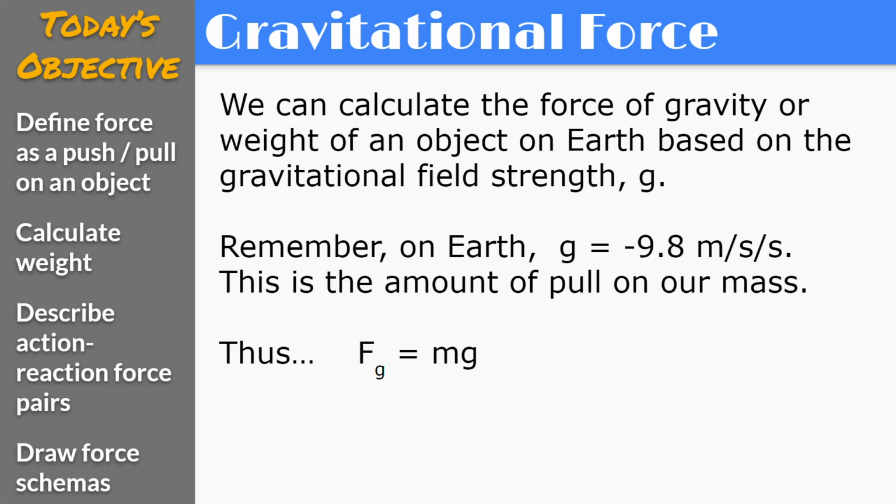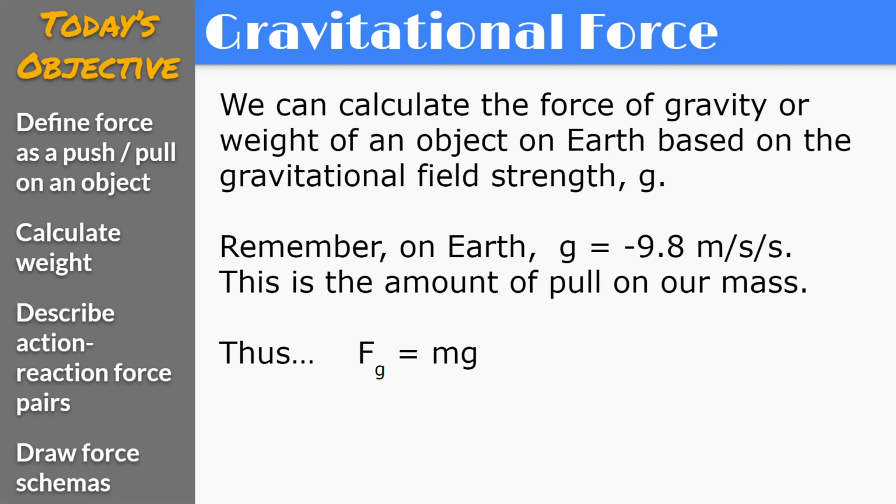We can calculate the force of gravity or weight of an object on Earth based on the gravitational field strength, little g. Remember, on Earth, that little g is negative 9.8 meters per second every second, or meters per second squared. So that's the same value that we saw last unit. That little g is really acceleration due to gravity. That's what that means. And so this is the amount of pull on our mass.